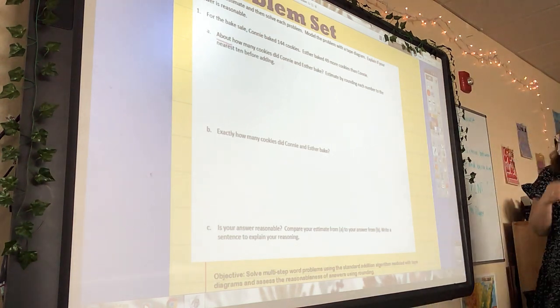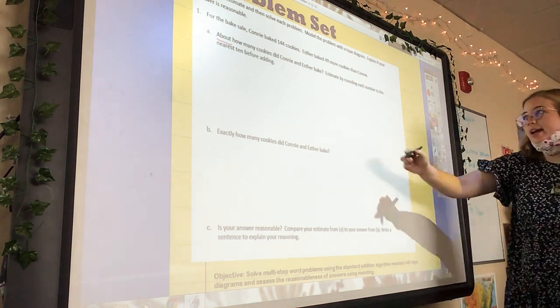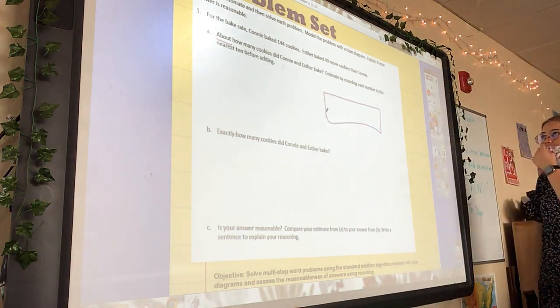All right, so you're going to estimate and then solve each problem, and you're going to model the problem with a tape diagram, which looks like this, right? A little box. You don't have to write that right now, but we'll write it later, okay?